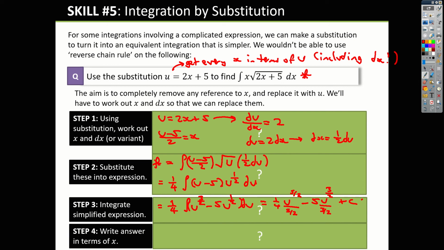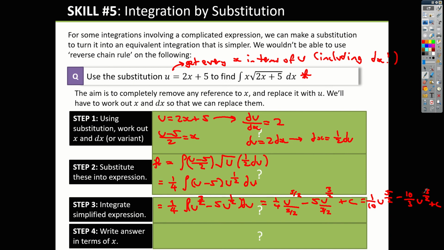Right, let's tidy up these fractions. So remember, dividing by a fraction is the same as flipping and timesing, so I'm going to flip that 5 halves into 2/5. If I multiply 2/5 by a quarter, maybe I want to write that down first. 2/5 times a quarter, that's going to be 2 20ths, which makes a 10th. So I'm going to write that as a 10th: 1/10 u to the 5 halves. And then dividing by this 3 halves is going to be timesing by 2/3. That's going to turn this into 10/3 u to the 3 halves plus c.